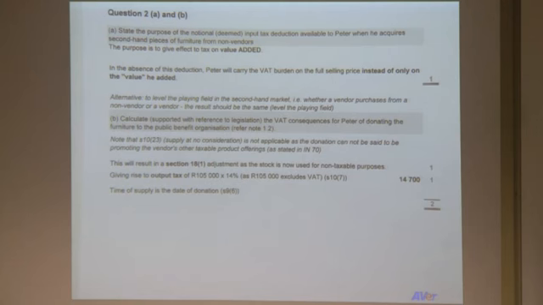So effectively, SARS just wants to give him the opportunity to have an input tax claim so that eventually he only actually pays VAT on the portion of the value that he added to that asset. So the answer was that if he had not had this input tax deduction, he would carry the full VAT burden on the full selling price instead of only on the value that he added. Another thing that you could mention there was just to level the playing field in the second-hand market. In other words, whether a vendor purchases from a non-vendor or a vendor, the result should be the same.